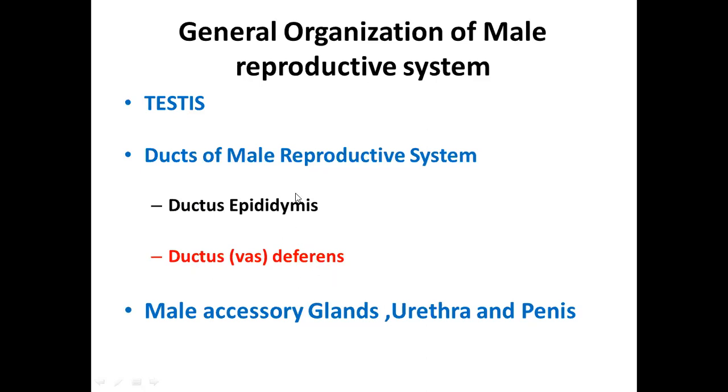Before that, within the testes, the initial ductular system includes the straight tubules, rete testes, and efferent ductules. So these initial three components will be discussed along with the testes, and then the main ductal parts will be discussed as epididymis and ductus deferens. Then there are male accessory sex glands. There is urethra and penis.